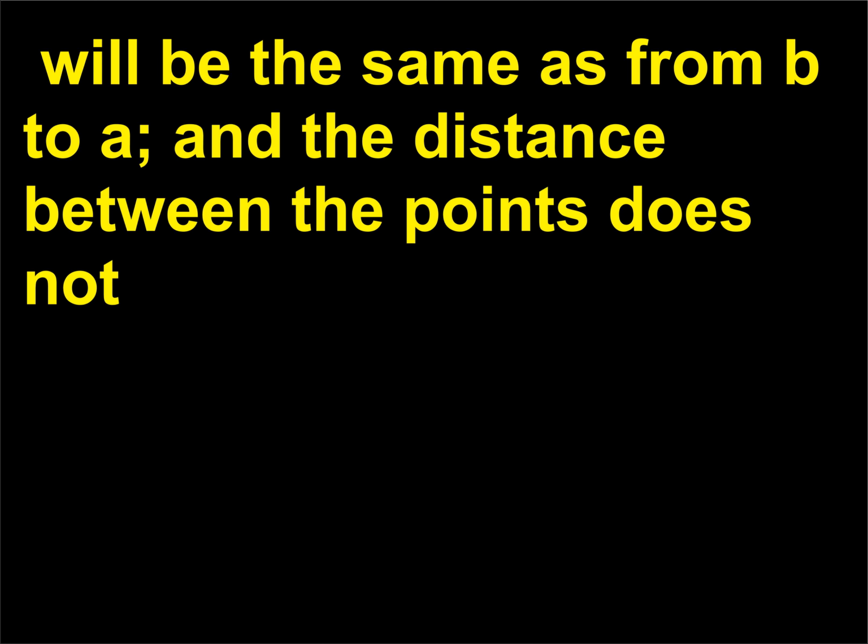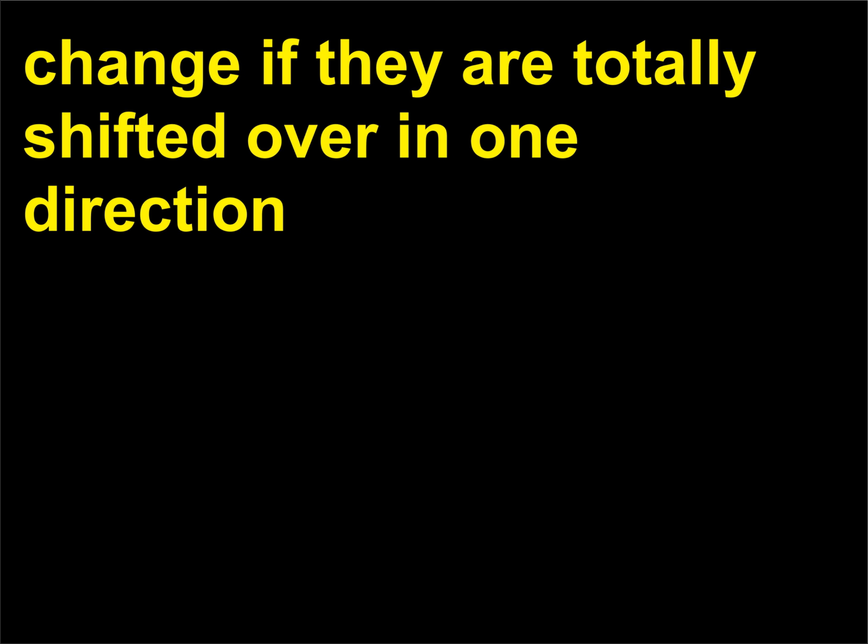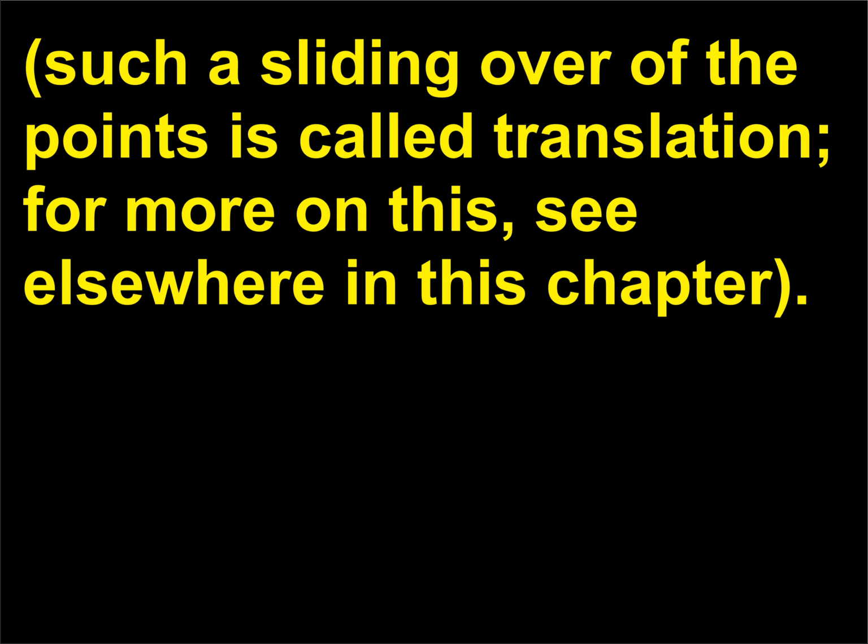The distance from A to B will be the same as from B to A, and the distance between the points does not change if they are totally shifted over in one direction. Such a sliding over of the points is called translation. For more on this, see elsewhere in this chapter.